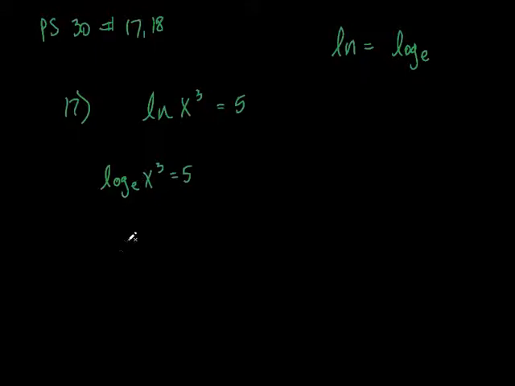Take the base to the power, remember this is the power, equals x cubed. And how would I solve for x cubed? Take the, not the square root, the cube root, because I want to get rid of a cube, so I would take the cube root. So you could do this, the cube root of e to the fifth.